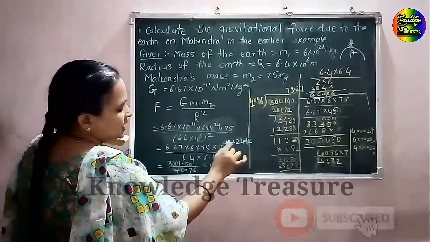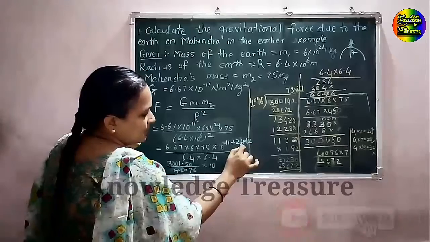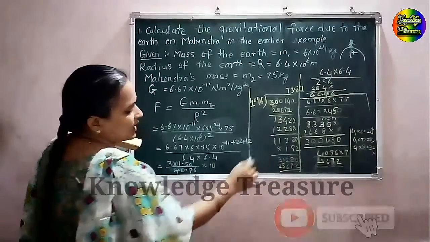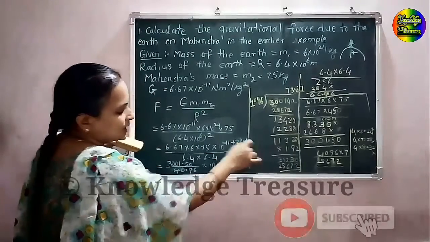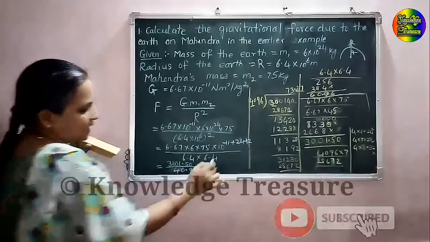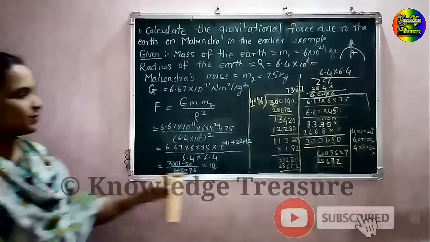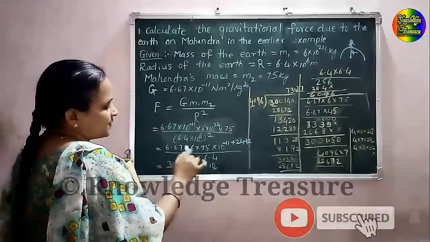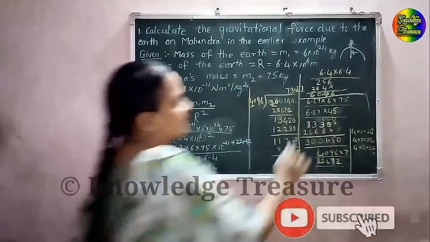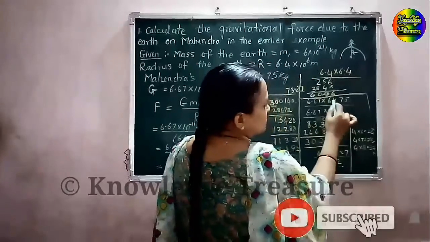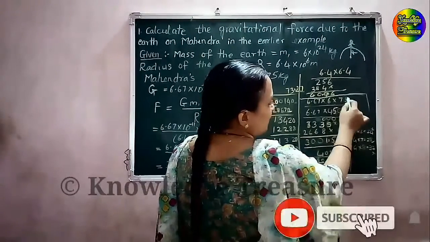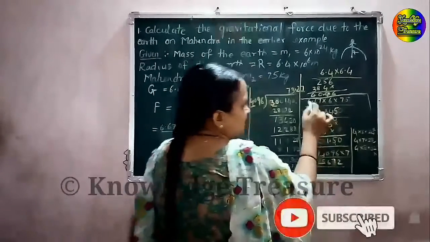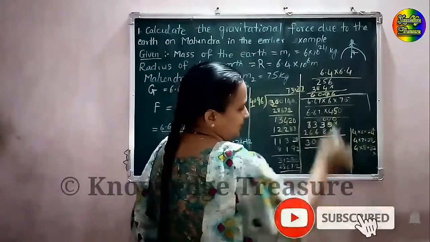So what you are getting here is 10 power minus 11 plus 24 minus 12. That is nothing but 24 minus 23, so you are getting 10 power 1. 10 power 1 is nothing but 10. Now simplify 6.67 into 6 into 75. Here you can see 6.67 into 6 into 75. 6 into 75, what are you getting? 450. And now again multiply this with 6.67.